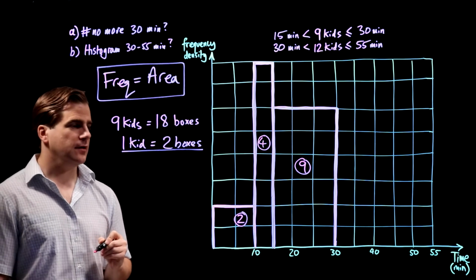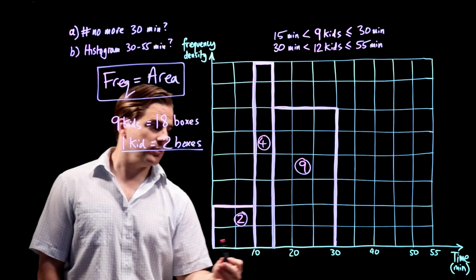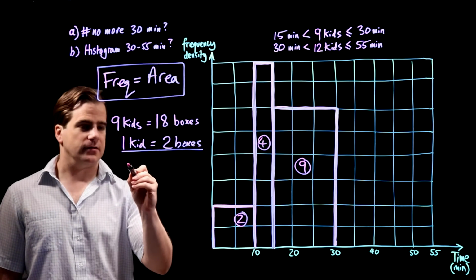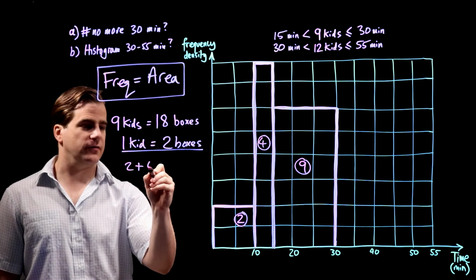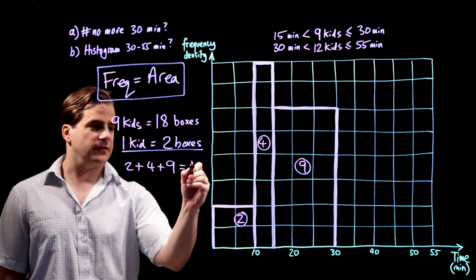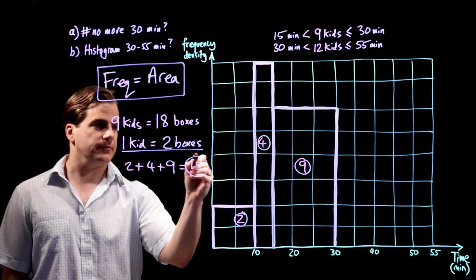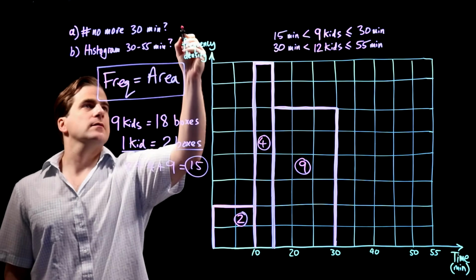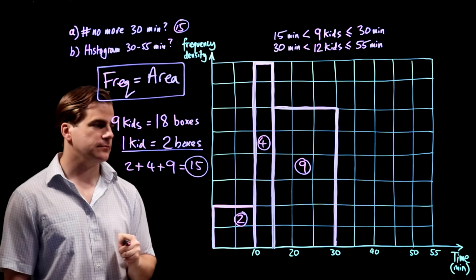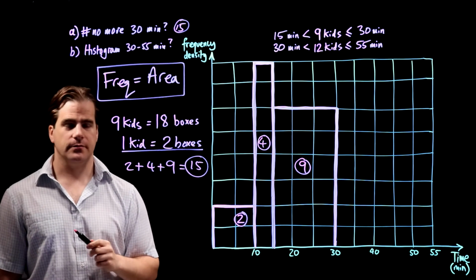So in total, all the kids that take no more than 30 minutes to get to school is 2 plus 4 plus 9, which is 15. So that's the answer to part A. Good.